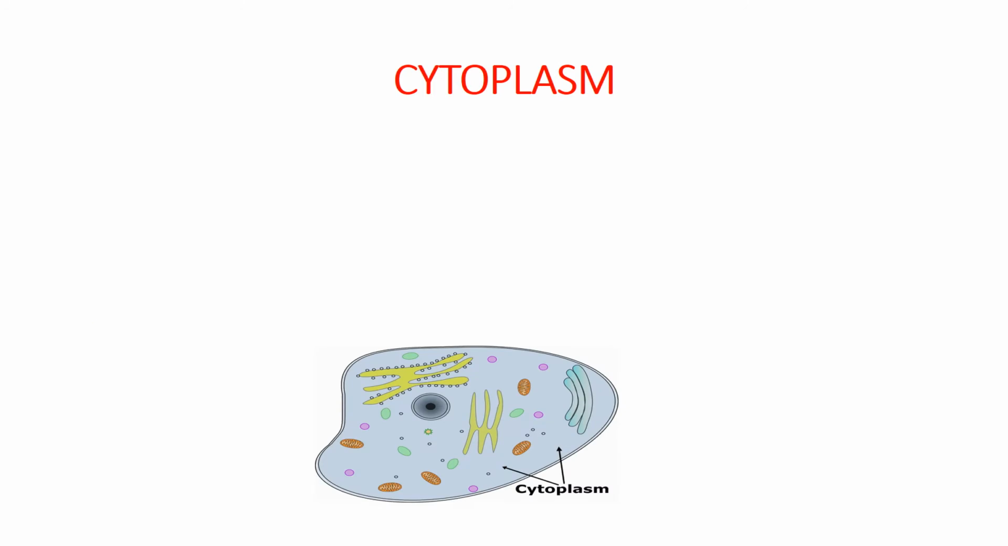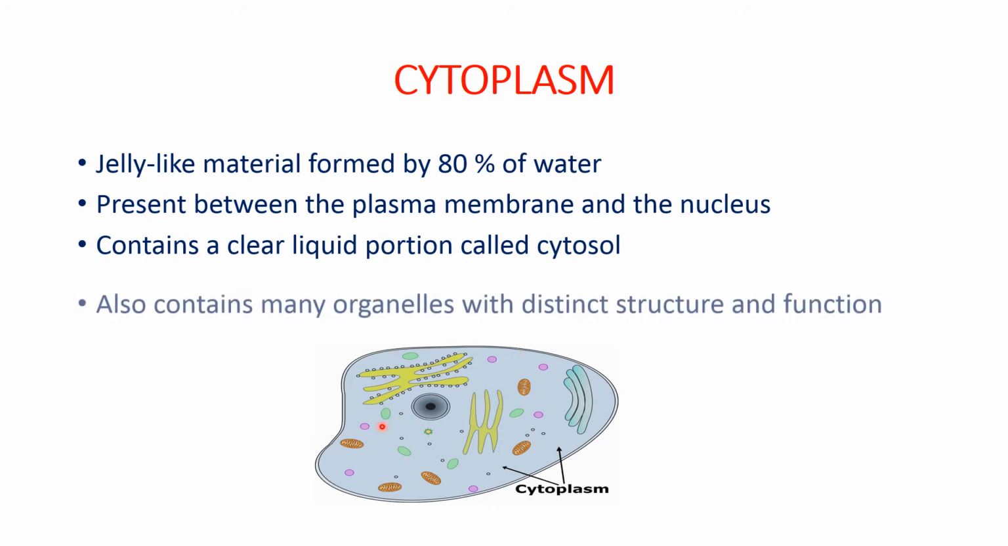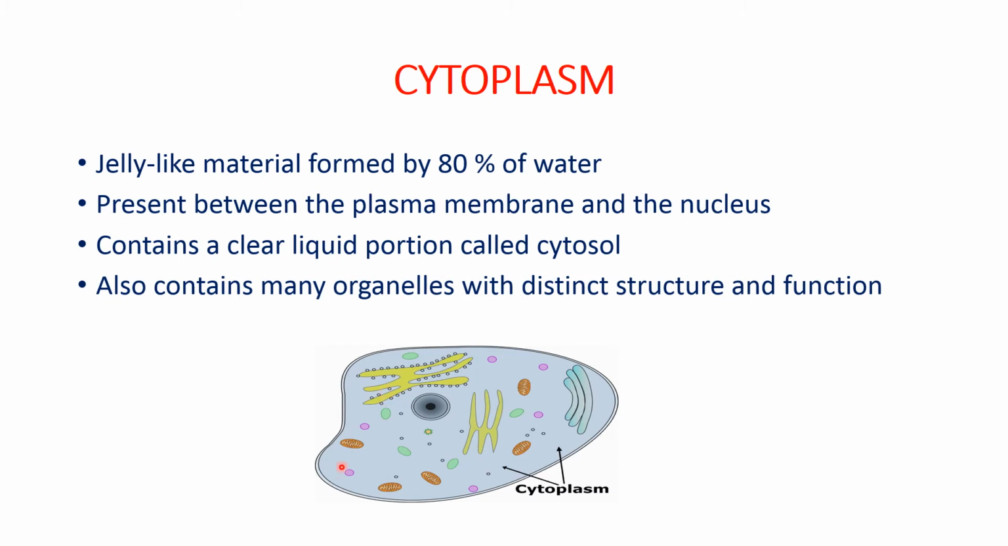Next is cytoplasm. We have discussed in our previous video that nucleus and cytoplasm together form the protoplasm. They are the living part inside the cell. What is cytoplasm? Jelly-like material formed by 80% of water. Present between the plasma membrane and nucleus. You can see this is the cytoplasm that is present between nucleus and plasma membrane. Contains a clear liquid portion called cytosol. Also contains many organelles with distinct structure and function.